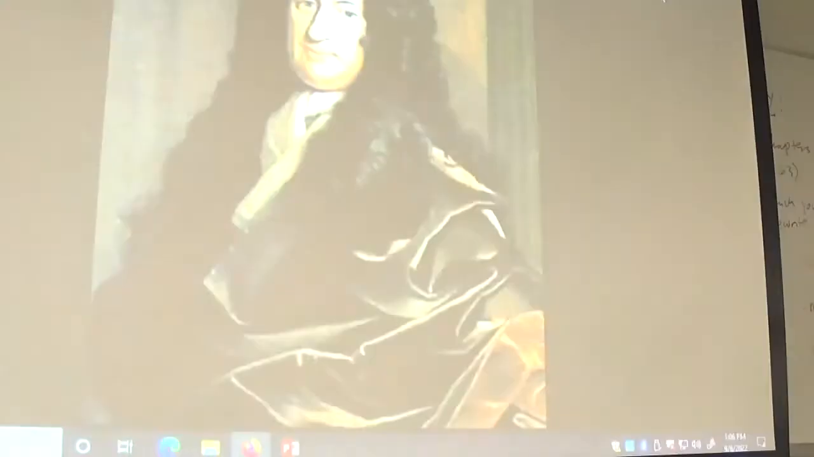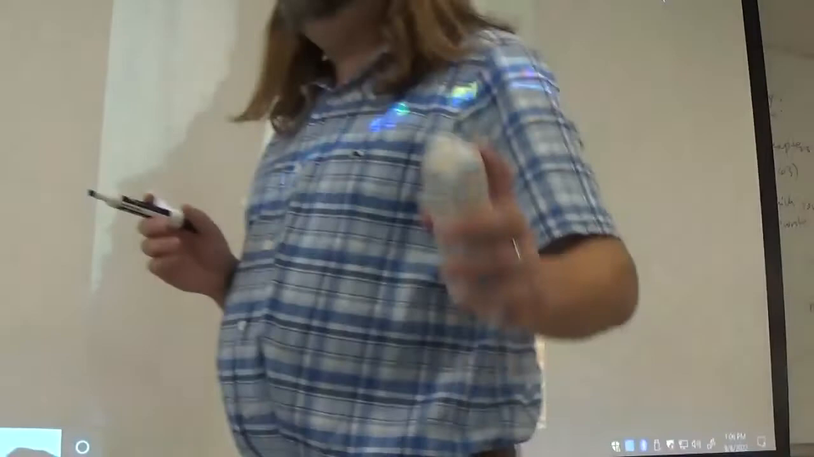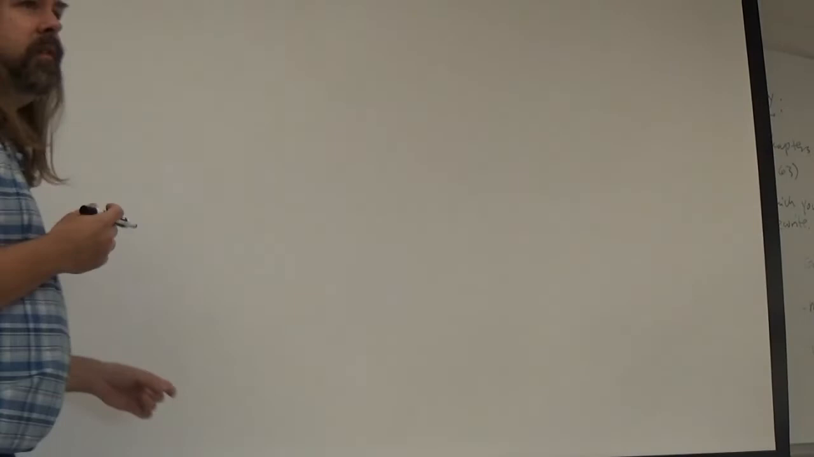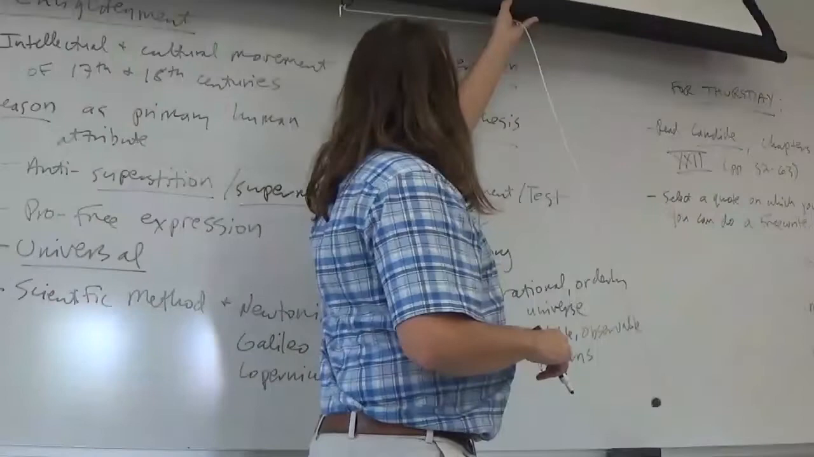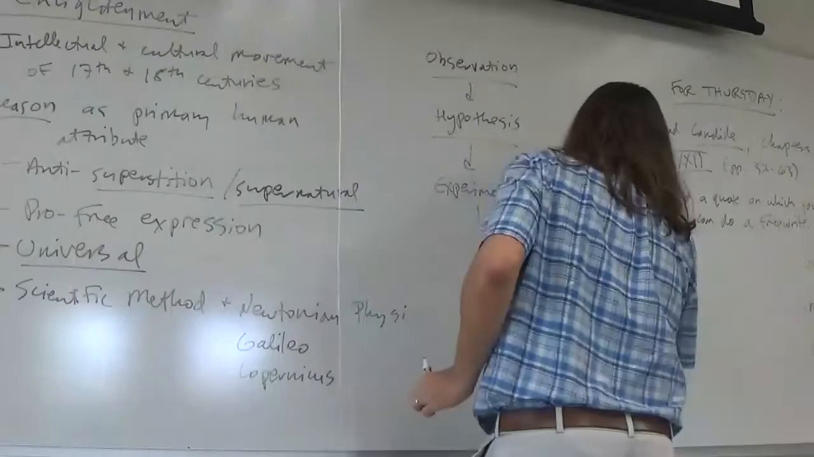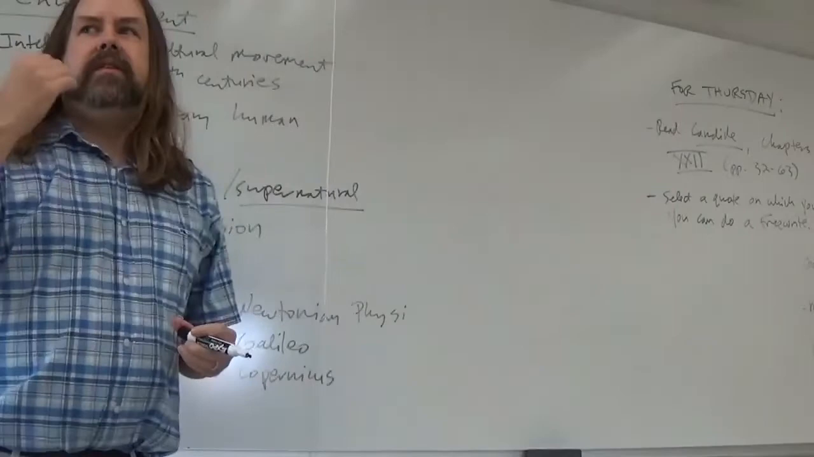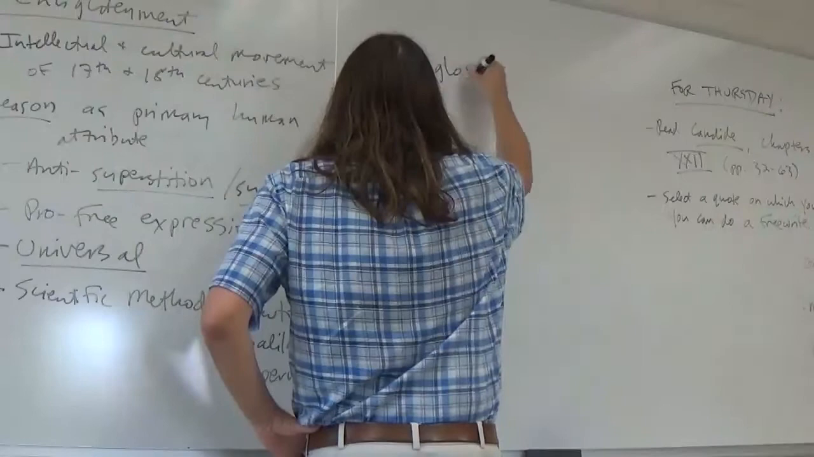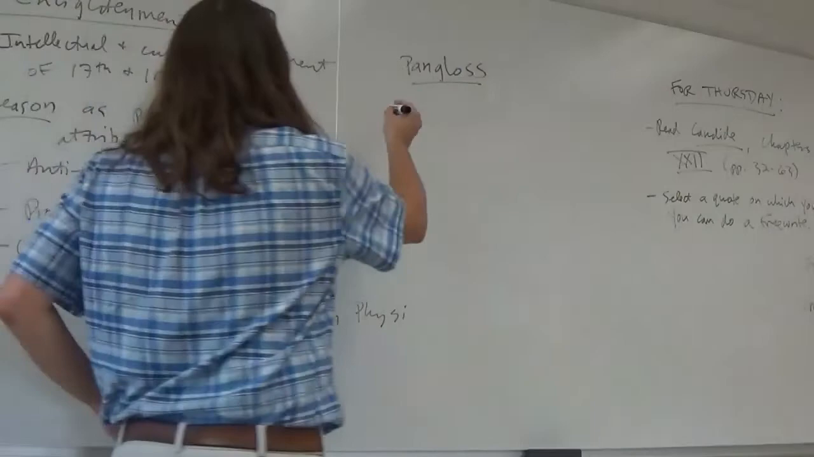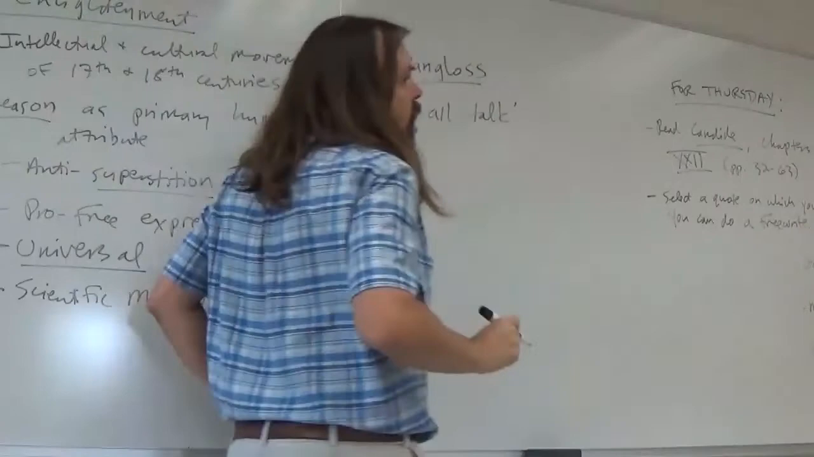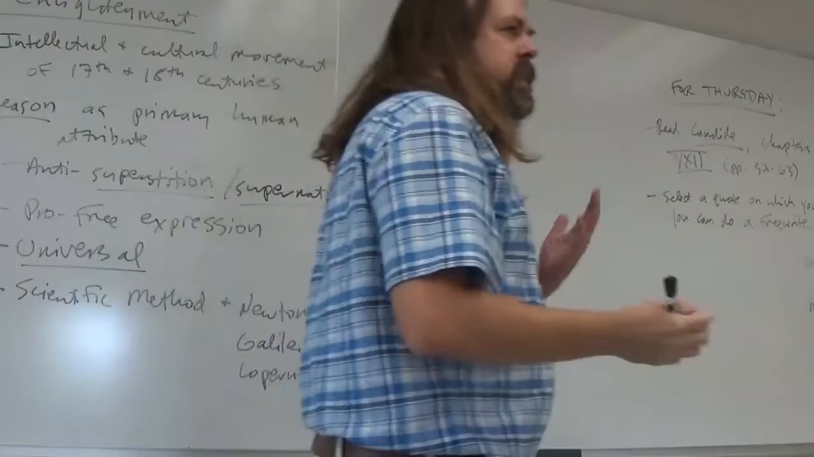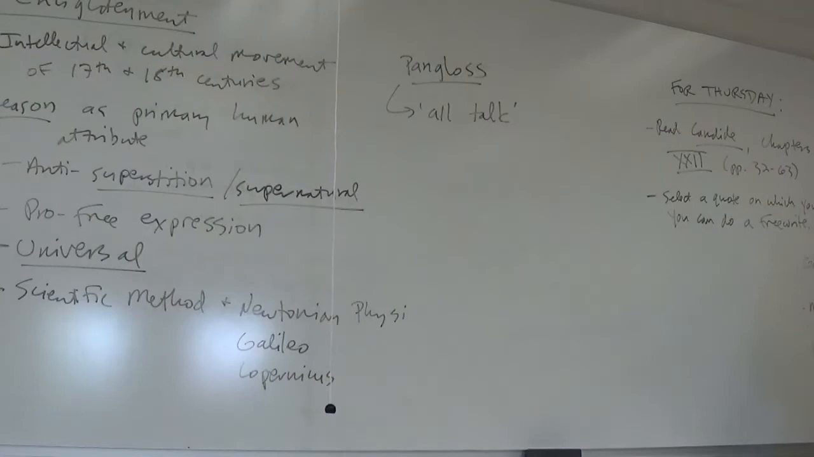Now, if there's a character in the novel who seems to voice ideas similar to Leibniz's, who would it be? Yes, exactly. The philosopher Pangloss. And even his name suggests that we should be suspicious of him. Because if we translate this from Greek into English, it means something like all talk. So let's look at some examples of Pangloss's philosophizing and see what we can make of it.